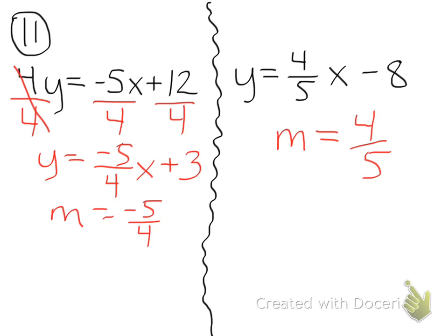Let's look at perpendicular now. Does one of them have a negative sign and the other one have a positive sign? Yes. And is one fraction a flip of the other fraction? Yes, it is. Therefore, these are perpendicular.